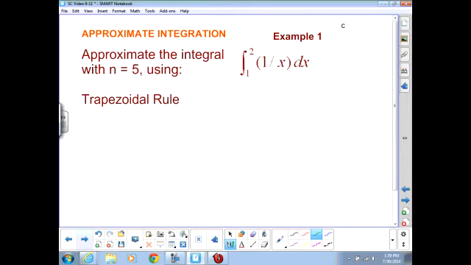So let's try an example. Let's see if we can approximate the area under the curve 1/x from 1 to 2, and we're going to use n equals 5, so 5 rectangles. So first let's find our width, b minus a over n, so 2 minus 1 over 5 will give us 1/5.